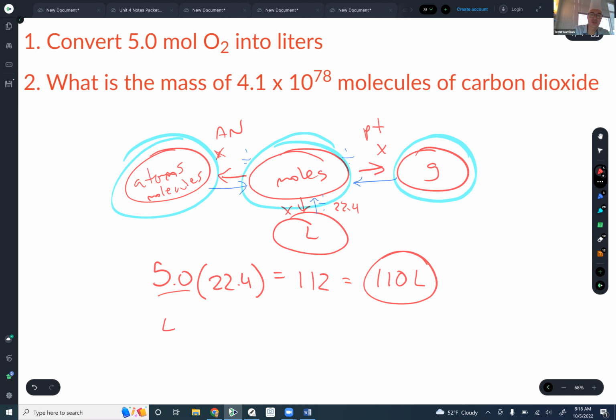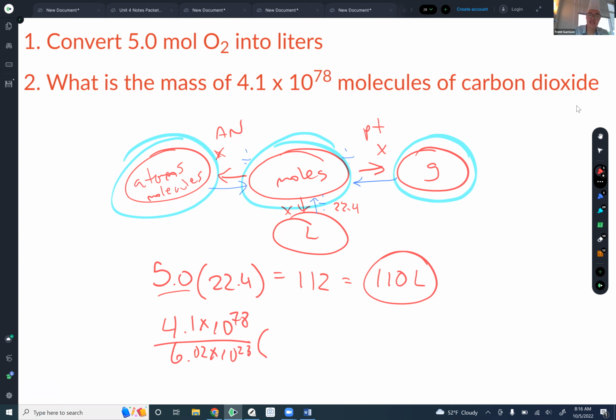So we're going to start over here with molecules, 4.1 times 10 to the 78. And notice that the arrow is going into moles. That means we're going to divide by 6.02 times 10 to the 23rd, which is Avogadro's number, and then we're going to multiply by the weight of carbon dioxide. Carbon dioxide is CO2, and its weight is going to be somewhere right around 44 if I add it up off the periodic table. So I'm going to plug this in one step at a time.